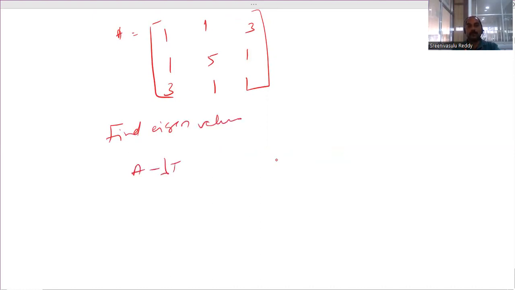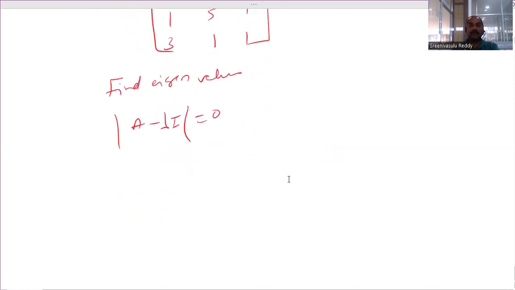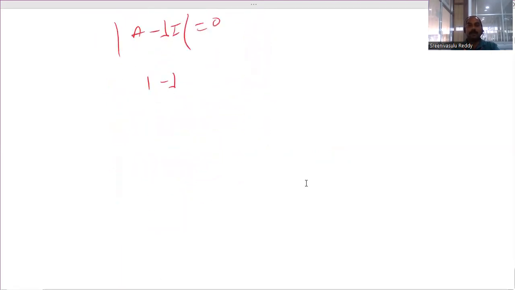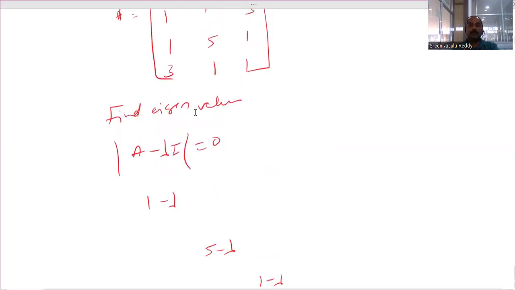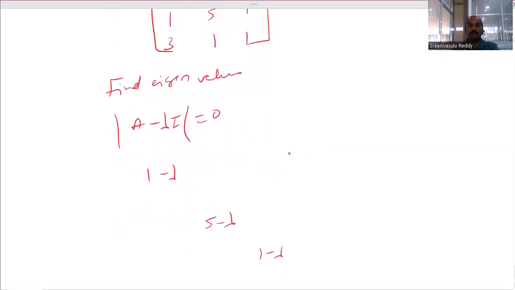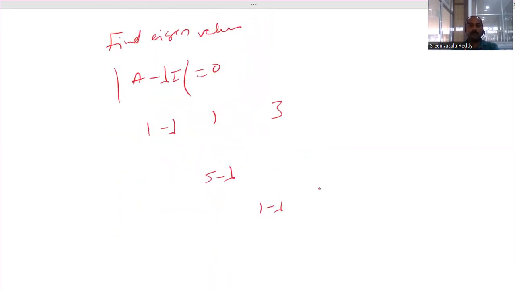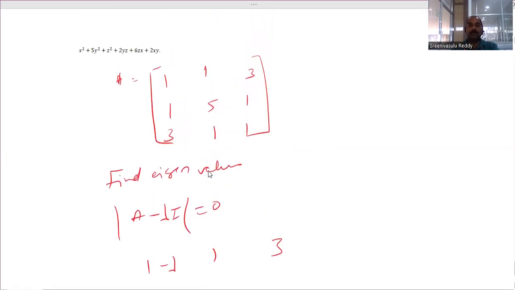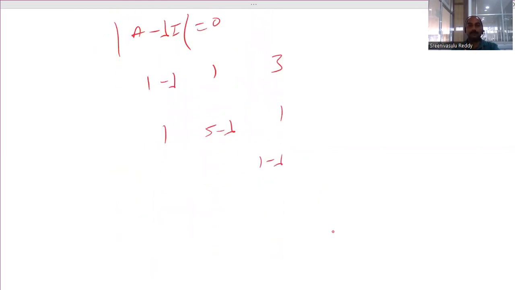A minus lambda I. Observe that we get 3 eigenvalues because it is a 3 by 3 matrix. 1 minus lambda, 5 minus lambda, 1 minus lambda are the diagonal elements, the other elements are 1, 3. So next 1, 1, next 3, 1, whose determinant equals 0. Simplify this equation, we get 3 roots.